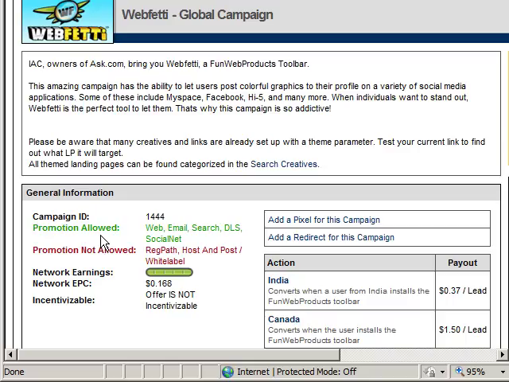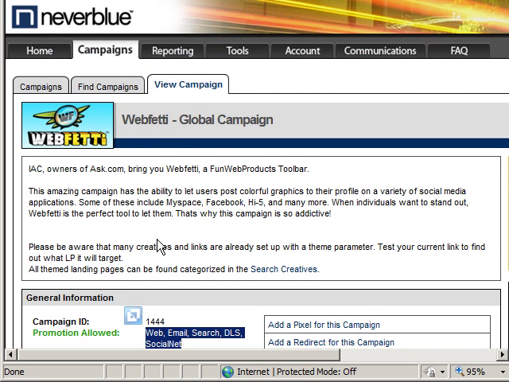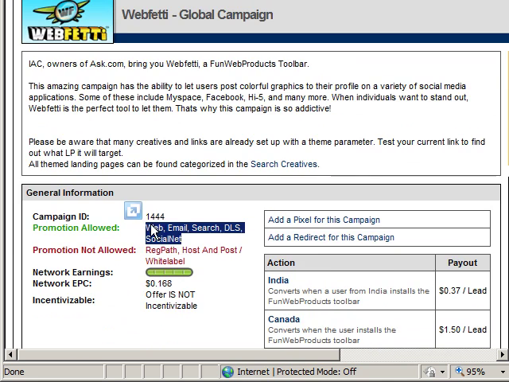Not every single CPA offer allows you to do the same thing. Some allow you to do web, email, search, meaning PPC, DLS, social networking, but promotion that's not allowed is these here. But these are pretty much the general ones, so I wouldn't really worry that much about it. And most of them allow you to do this.